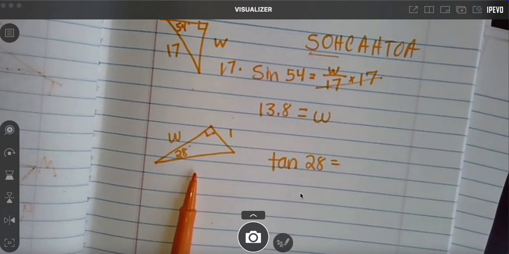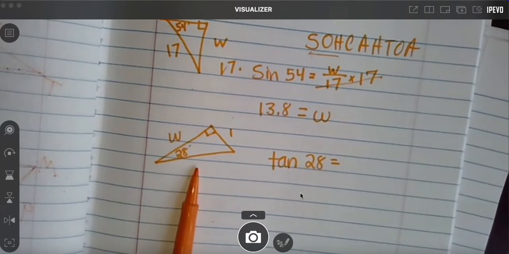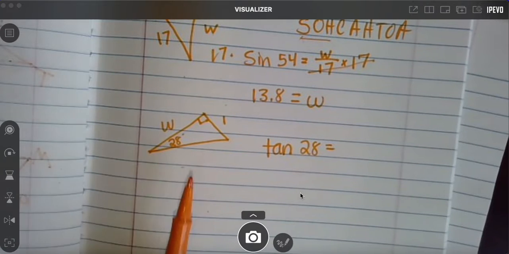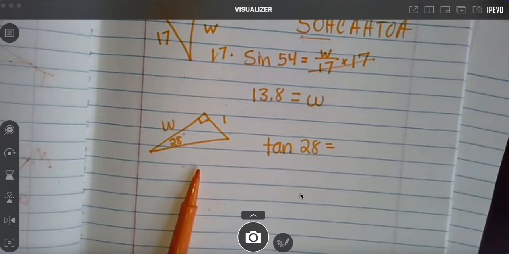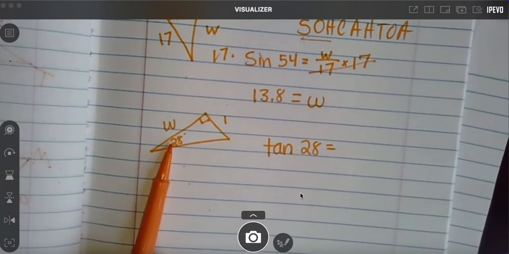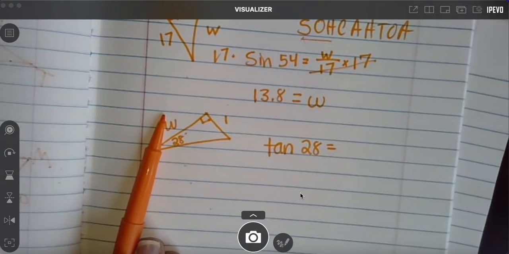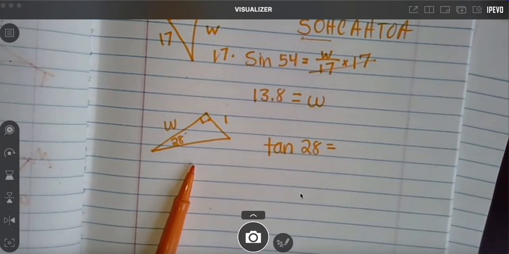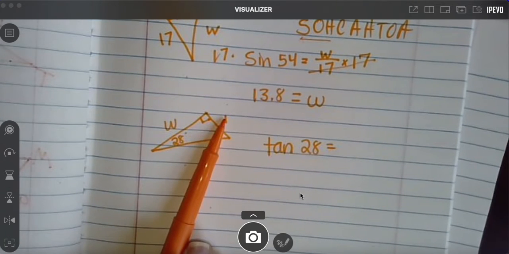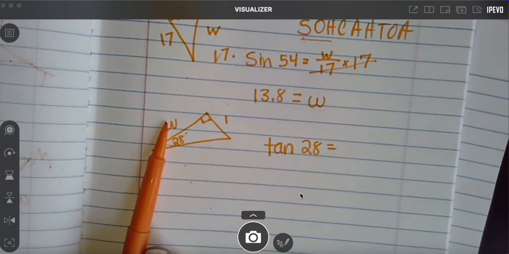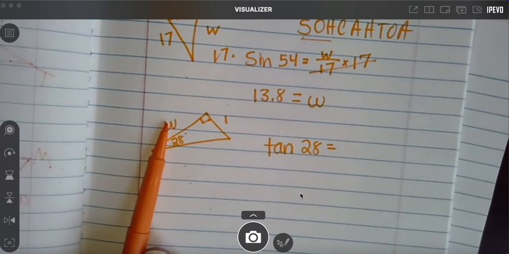That's the only trig function where you don't use a hypotenuse. But say you don't know that, just start with sine. The sine of 28 equals 1 over... I don't have enough information. Okay, let me try the cosine. The cosine of 28 equals the adjacent W over the hypotenuse. I don't have that. I don't have enough information. The last thing for me to try, the tangent of 28 equals opposite 1 over adjacent W. That one's the one I have all the information for.